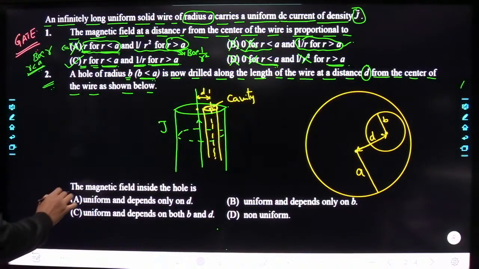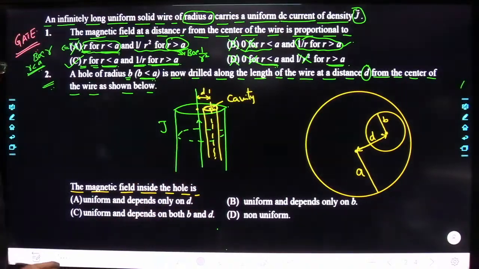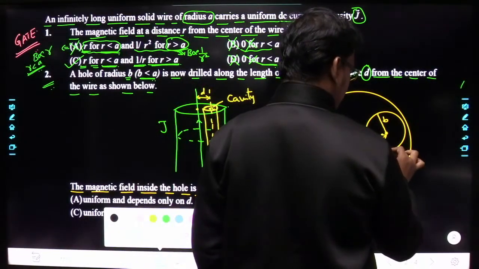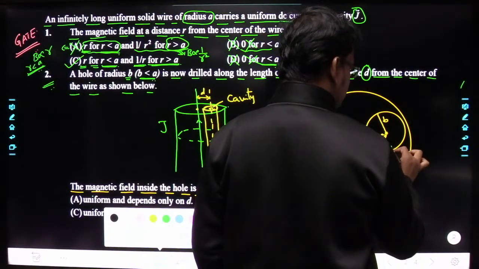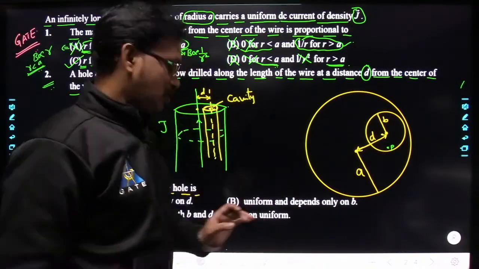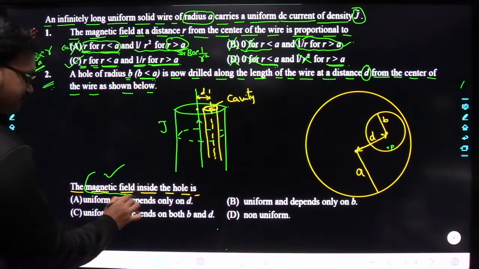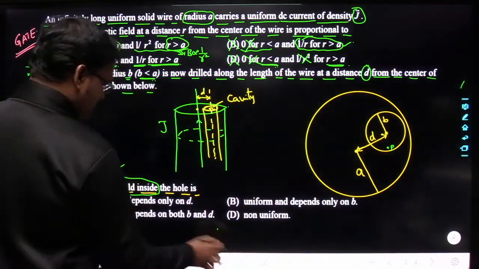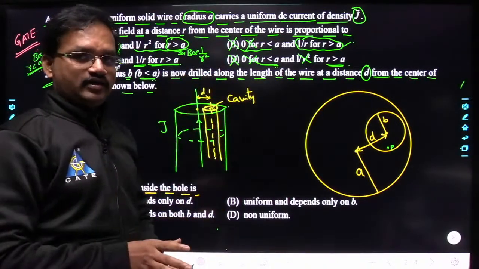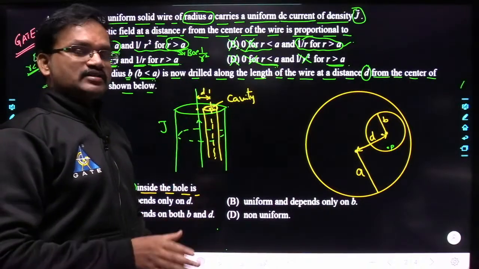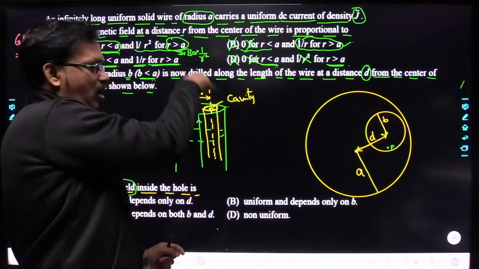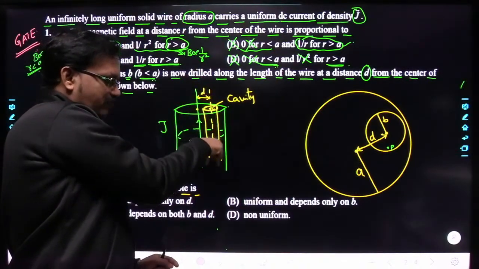Now what they are asking is the magnetic field inside the hole. So let us consider some point P somewhere inside the cavity, and they are asking for the magnetic field at this point P, inside the hole or cavity. You have a current carrying wire carrying a uniform current, and at a distance d from its center, they have drilled a cylindrical cavity along the cylindrical wire in this manner.